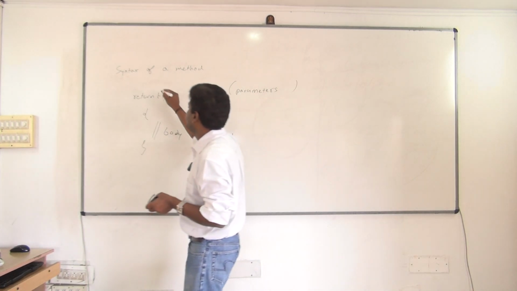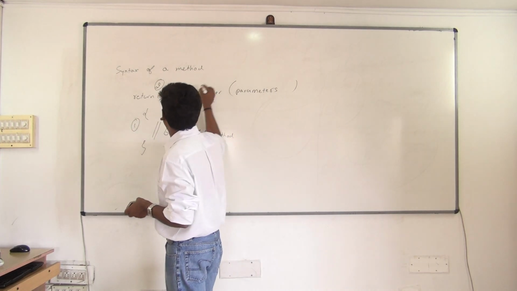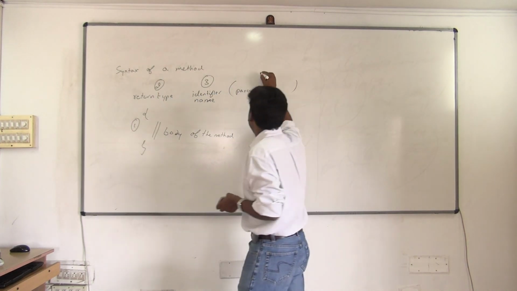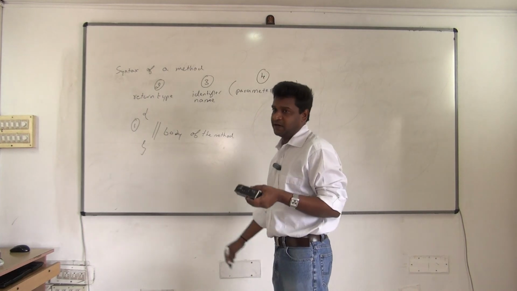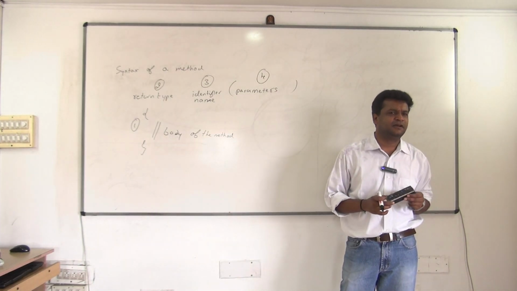So what are the 4 parts? One is the body of the method. Second is the return type. Third is the identifier. Fourth is the parameters. Four parts, remember. One by one I'll start teaching you. And it's a big subject. It's not as easy as you're thinking now.